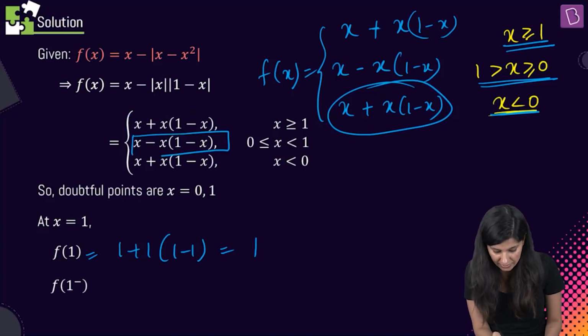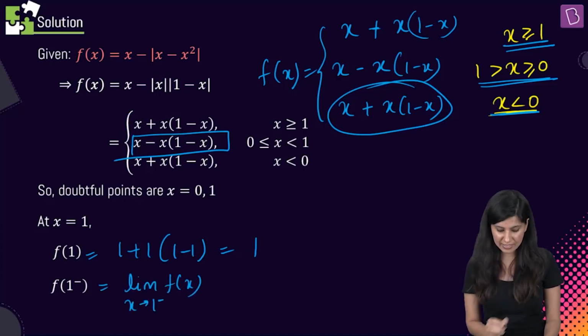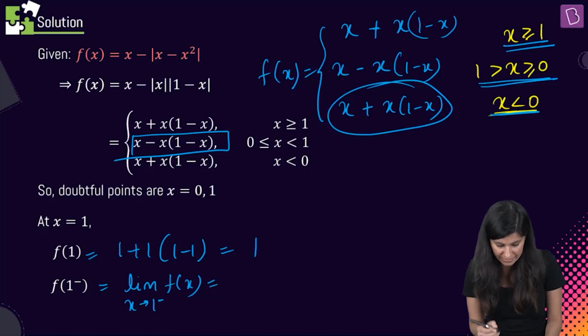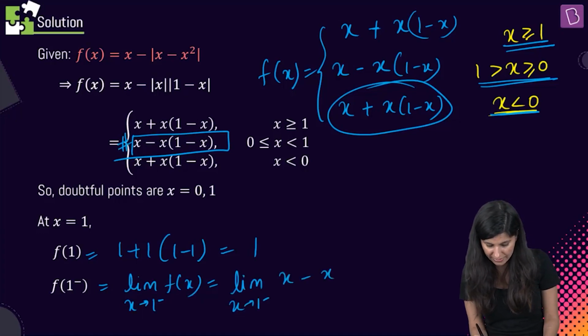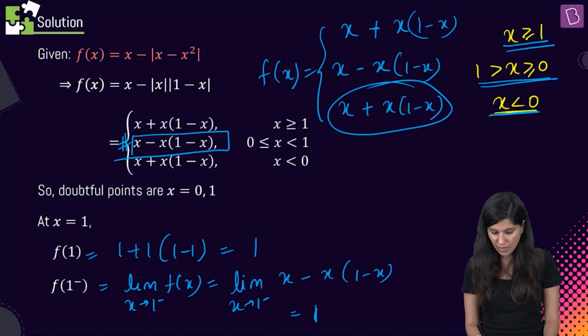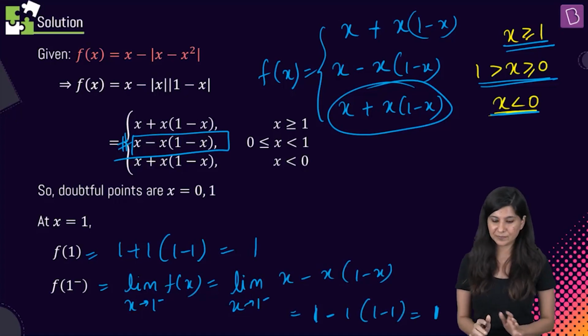That means this, right? So this would be nothing but limit of f of x, where x is tending towards 1 minus. So let's replace f(x) by this. So limit of x tends to 1 minus, x times (1 minus x). And once I put the values, what do I get? 1 minus 1 times 1 minus 1. So this is nothing but 1.